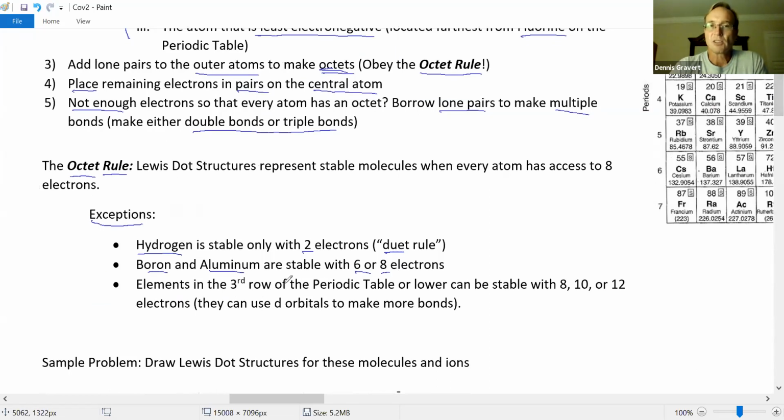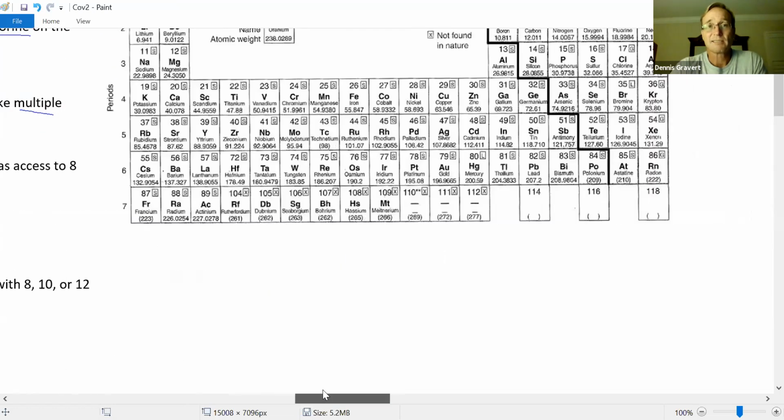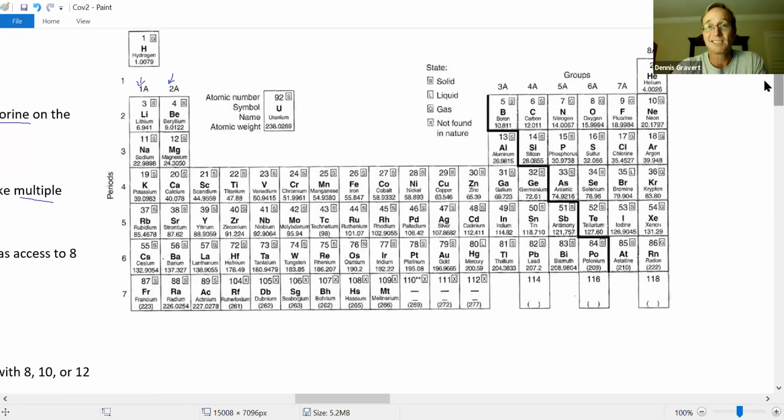For elements that are in the 3rd row or lower, they like doing 8 dots. They obey the octet rule, but sometimes they can do 10 dots instead of 8, or 12 dots. So here's the 3rd row. Elements in this row or lower, try and give them 8 dots. But if you have extra electrons left over, you can dump them on them and they can deal with 10 dots, 10 electrons, or 12. It's okay to give them extra.